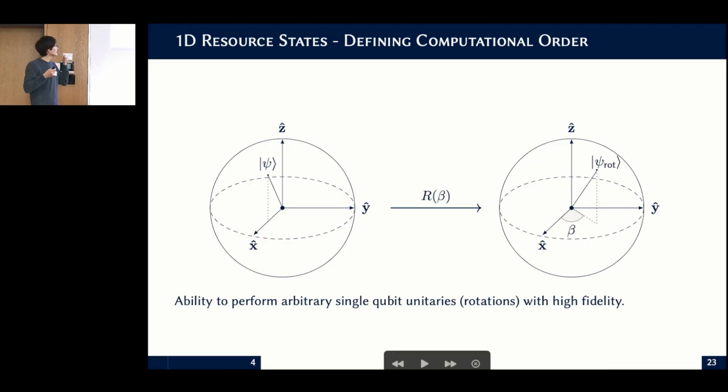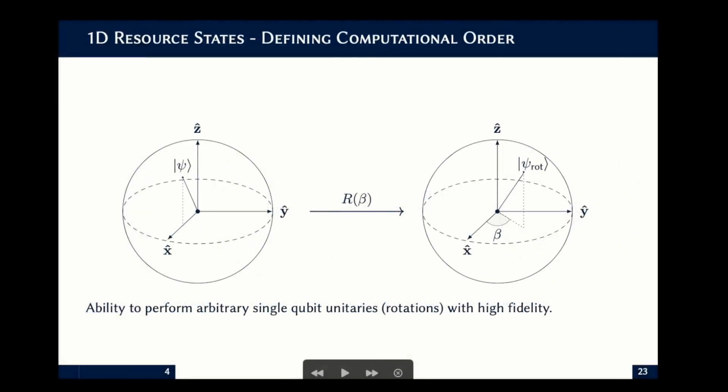So I'm going to define what I mean when I say computational power of a resource state. By doing these adaptive single-qubit measurements, I can do arbitrary single-qubit unitaries on my encoded single qubit with high fidelity. So this is a logically high fidelity. I think this will make a little bit more sense in a couple slides when I flash a channel that precisely characterizes what I mean. So stay tuned for that.